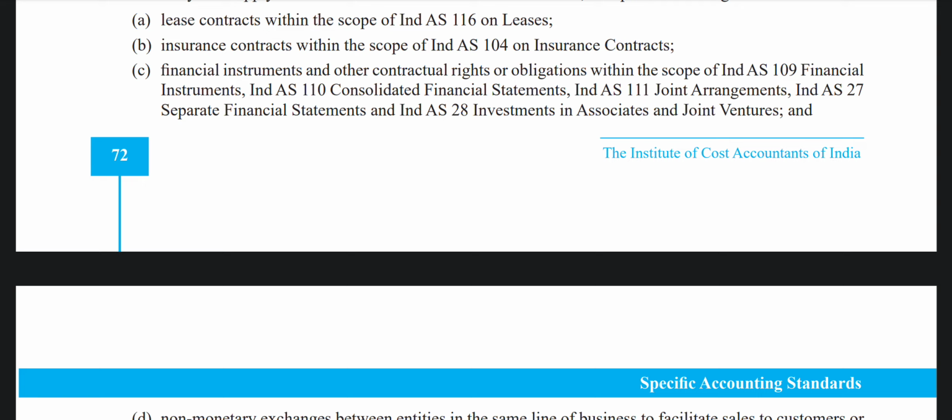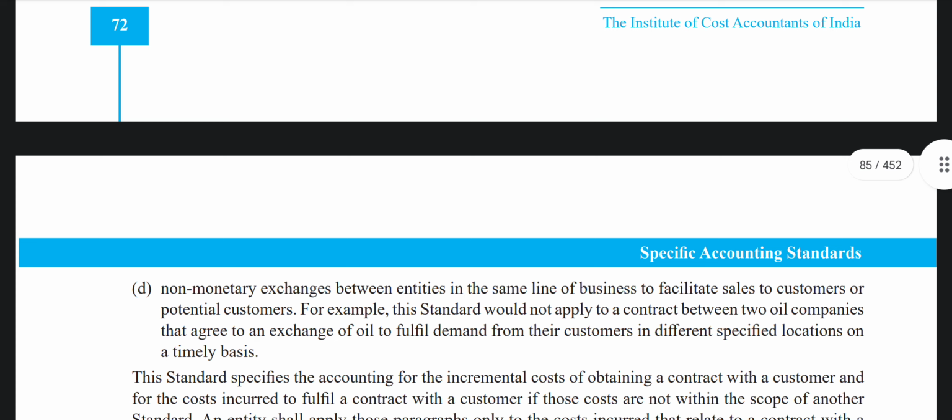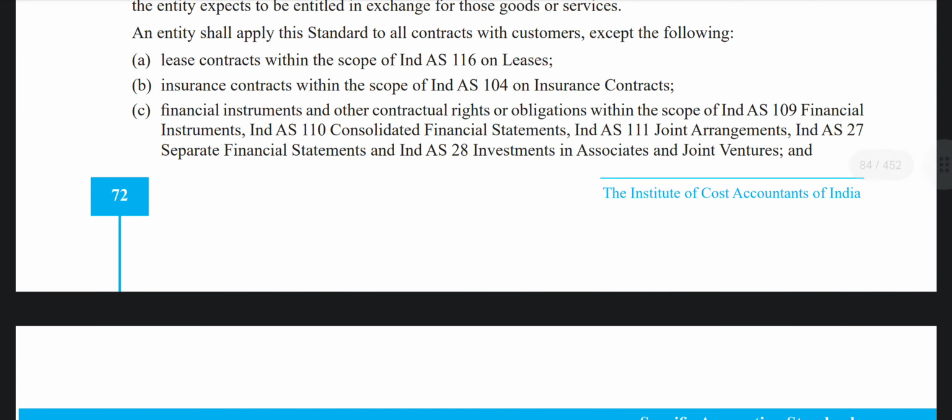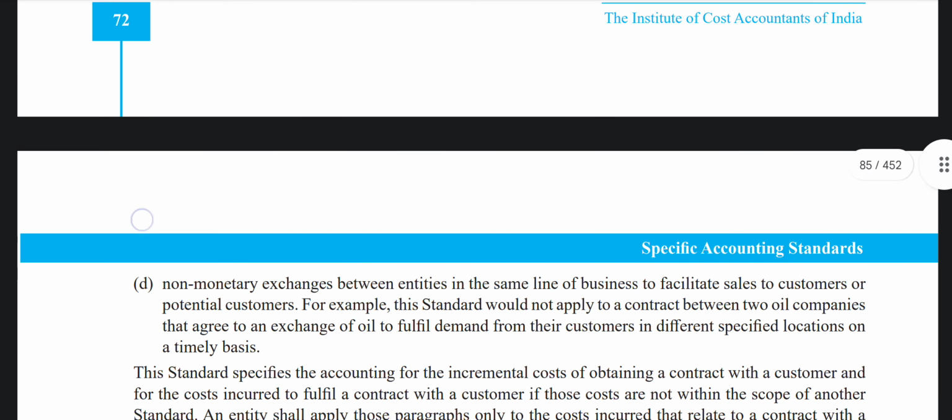Next, Ind AS 110 consolidated financial statements, Ind AS 111 joint arrangements, Ind AS 27 separate financial statements, Ind AS 28 investment in associates and joint ventures. Right, these are the non-applicability of this standard.